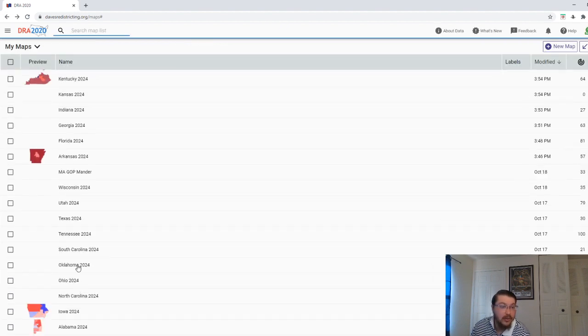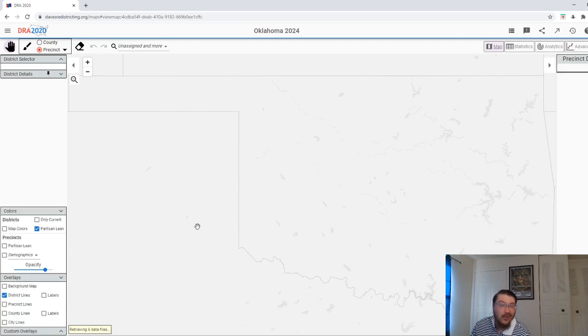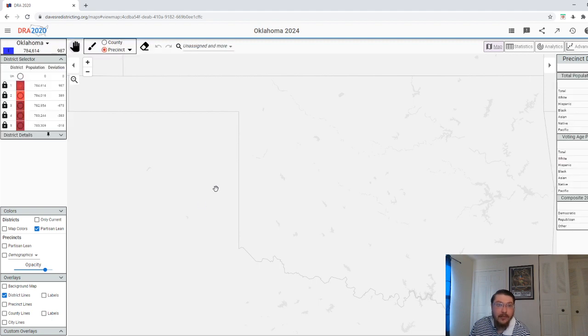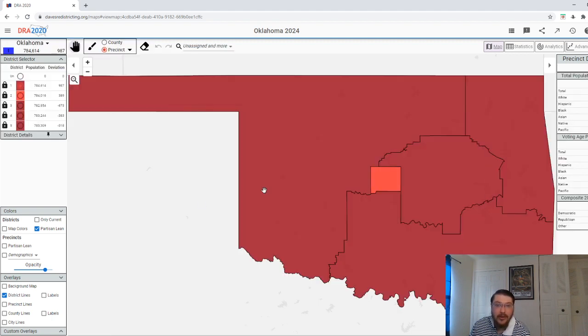And we go, Oklahoma is pretty easy because you can just draw the districts wherever you please, and it's going to turn out favorable to the Republicans. But I think that should just show you how favorable the state is to the Republican Party. The only vaguely competitive district is the Oklahoma City one.